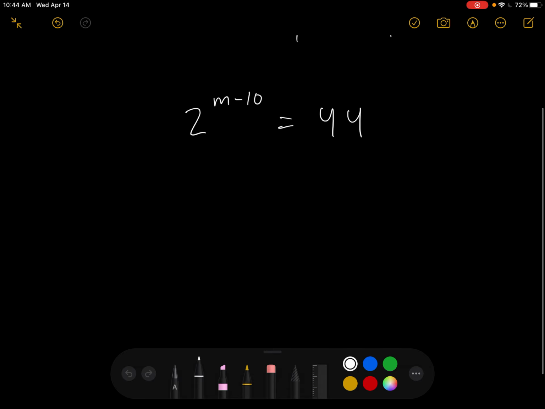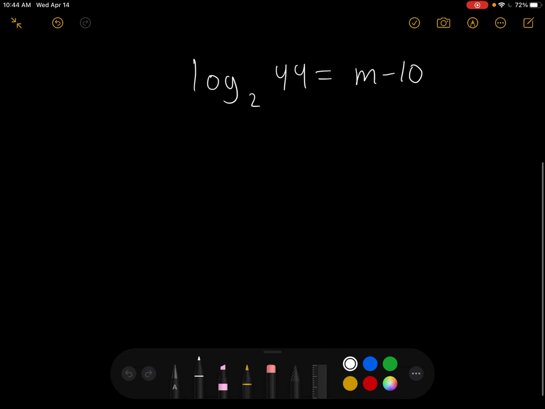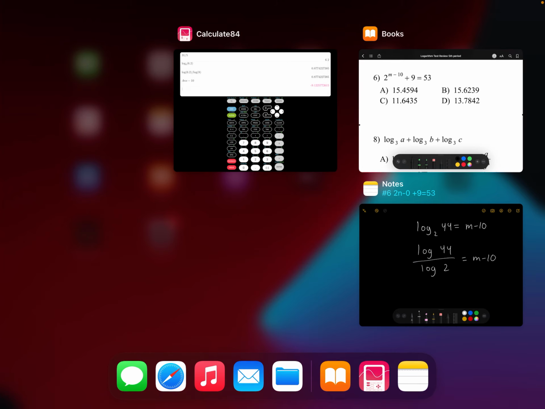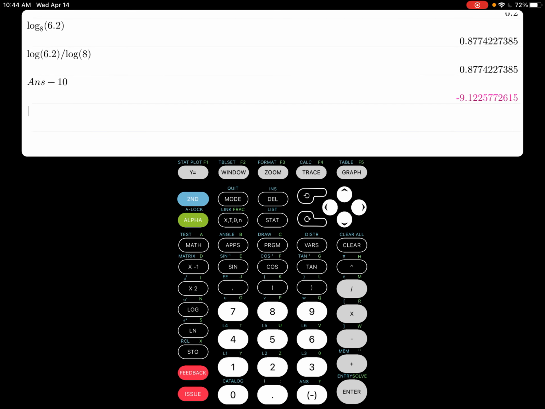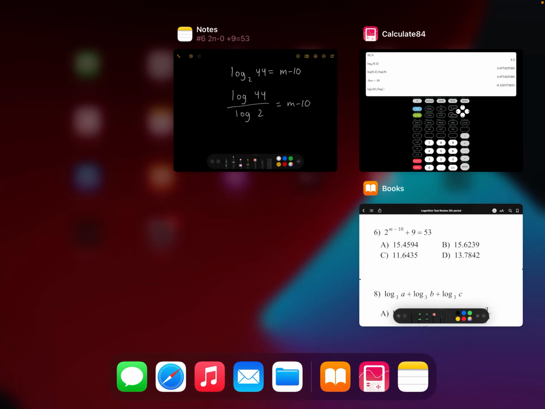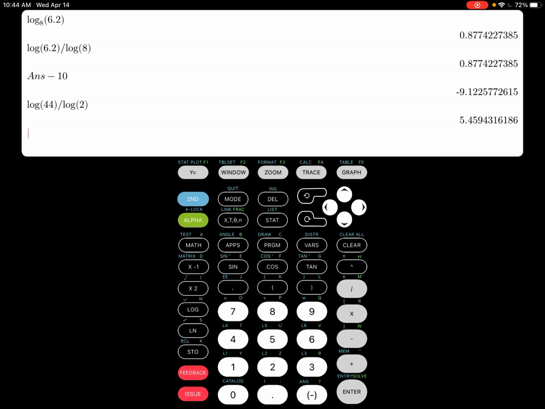So now I'm going to change this to logarithm form. Log base b, which is 2, of a, which is 44, is equal to x, which is m minus 10. Right? I'm going to use the change of base formula. Log of a, which is 44, over log of b, which is 2, is equal to m minus 10. For this one, you use whichever method you have. I'm just going to do the change of base because that's the one that mostly everyone's going to be using. So log of 44 divided by log of 2. Click enter, and you get 5.4594.